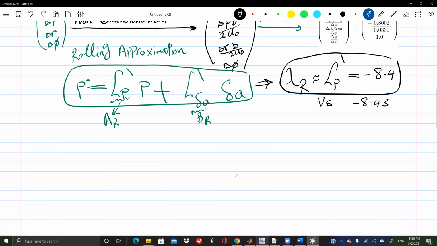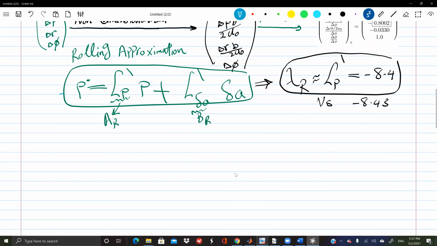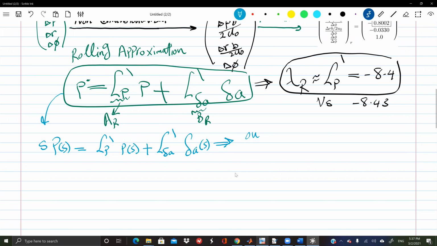And if I want to get a transfer function, let's get a transfer function from here. Remember how to get a transfer function? The easy thing, replace each dot with S. Yep, so this is the Laplace transform. So this is sP of s equals LP dash P of s plus L delta aileron, it's a constant, times delta aileron of s. And now we need to ask ourselves, what is the input and what is the output? Because the transfer function is the output in the s domain divided by the input in the s domain.